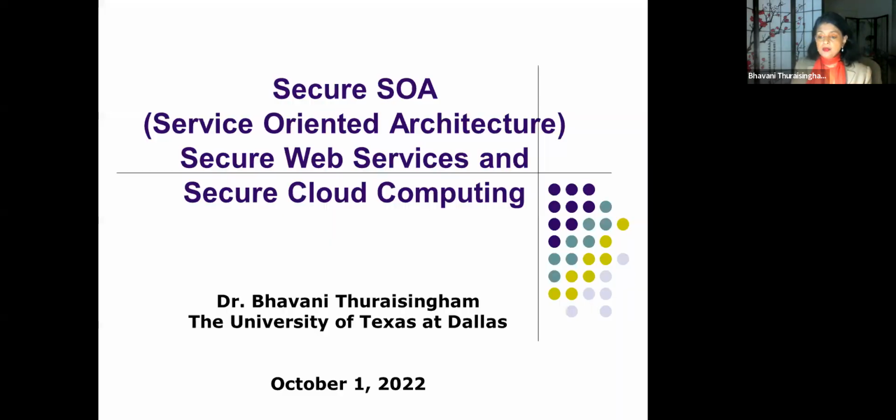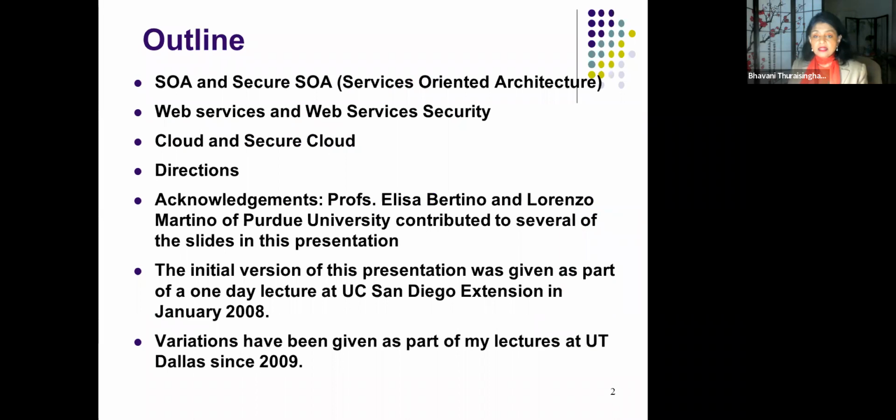Okay, so the title of my presentation is Secure SOA, which is Service-Oriented Architecture, Web Services or Secure Web Services, and Secure Cloud Computing. And here's the outline of my talk. So first I'll give an overview of SOA, which is Service-Oriented Architecture, and Secure SOA. And then I'll talk about web services and web services security. And then I will discuss cloud and secure cloud, and then provide some directions.